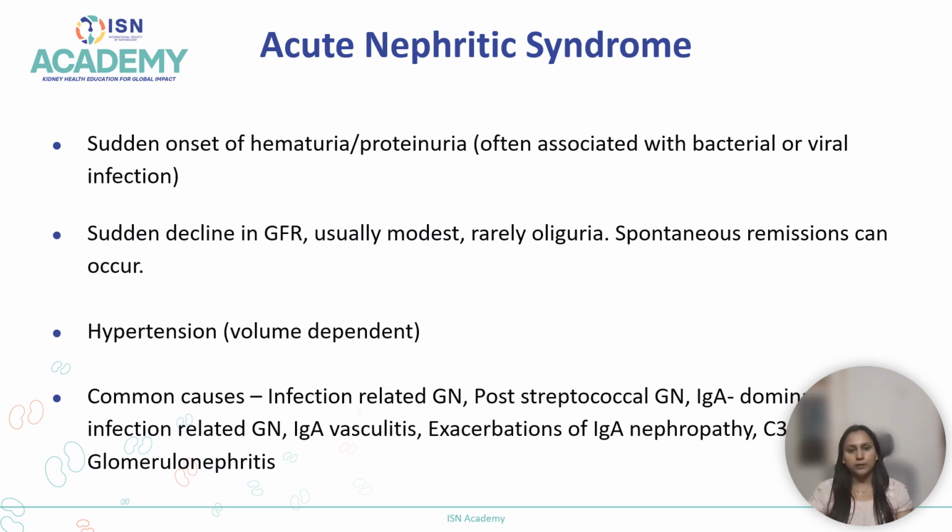The poster boy or the prototype of acute nephritic syndrome is post-streptococcal glomerulonephritis. Other common causes are infection-related glomerulonephritis, IgA dominant infection-related glomerulonephritis, IgA vasculitis, IgA nephropathy, C3 glomerulonephritis.